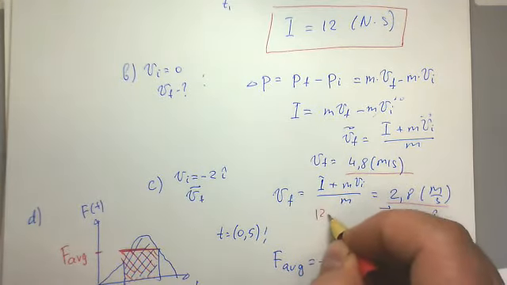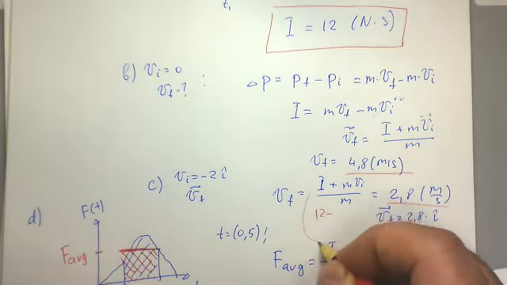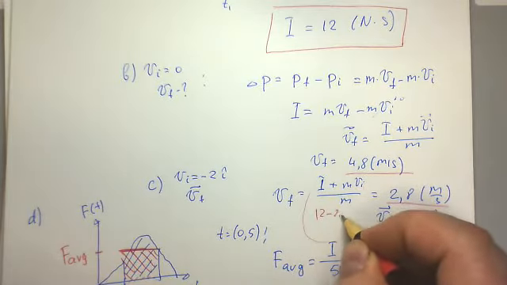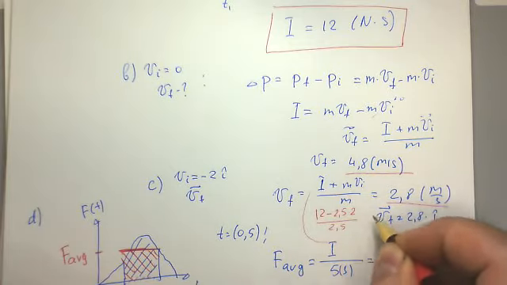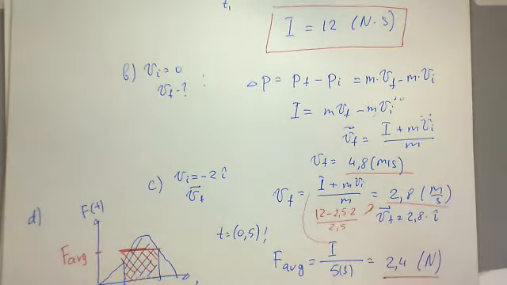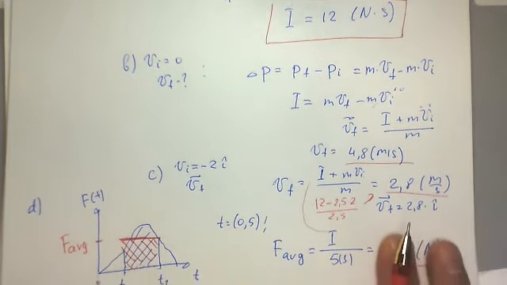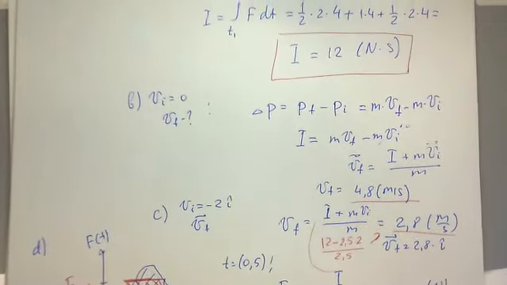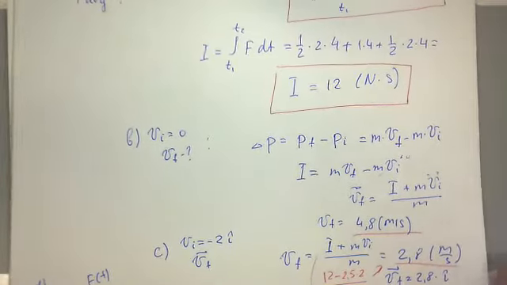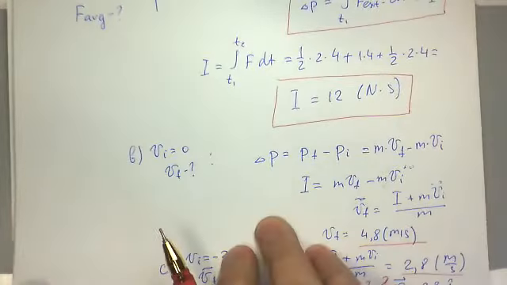So let me write it here. That is 12 minus 2.5 times 2, so this is -2 over 2.5. This is a mass, this is a speed. Okay, so thank you for the questions. Please, more questions? No? Then let's solve the next problem.